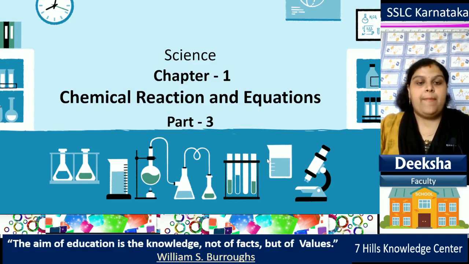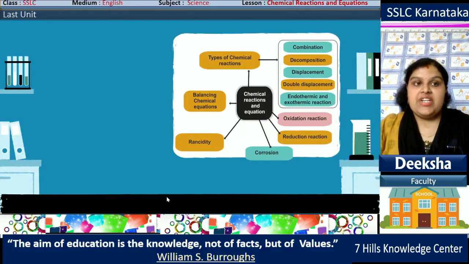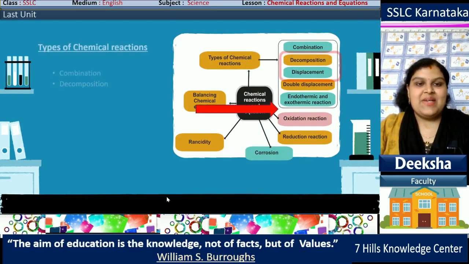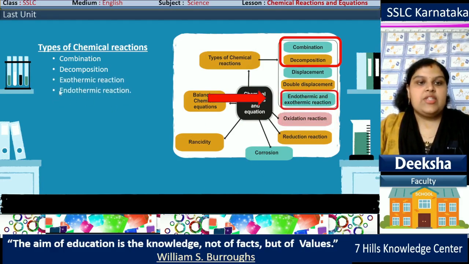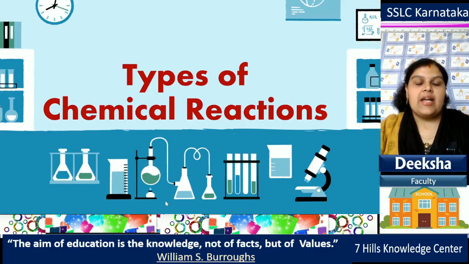Today we'll be doing part 3 of chemical reactions and equations. But as usual, before we move ahead, we'll revise what we did in the last unit. What did we do? We learned different types of chemical reactions, which are decomposition reaction, combination reaction, exothermic reaction and endothermic reaction. Today we'll learn some more types of chemical reactions.